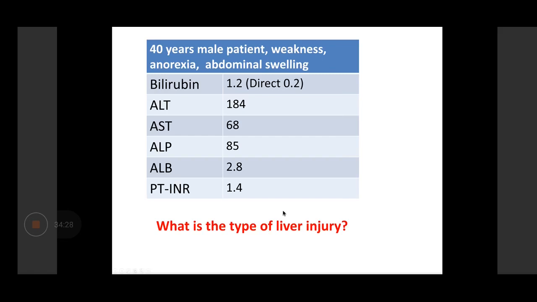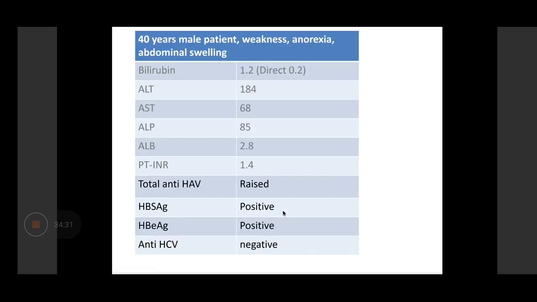So, I don't know if anybody is answering or not. So, in case you are, now let me give you some more information. Total anti-HAV is raised, HBsAg is positive, HBe antigen is positive, anti-HCV is negative. So yes, Abhinav said that this is chronic. Yes, that is chronic hepatitis. And in this case, when we saw the serology, total anti-HAV means he's 40 years old. Maybe in his childhood, he developed HAV infection or got the vaccination. So total anti-HAV is high, which has no meaning for the current infection. But as hepatitis B surface and E antigen are raised, that means he has a chronic hepatitis B viral infection. Yes, Anshu, thank you. So chronic hepatitis.